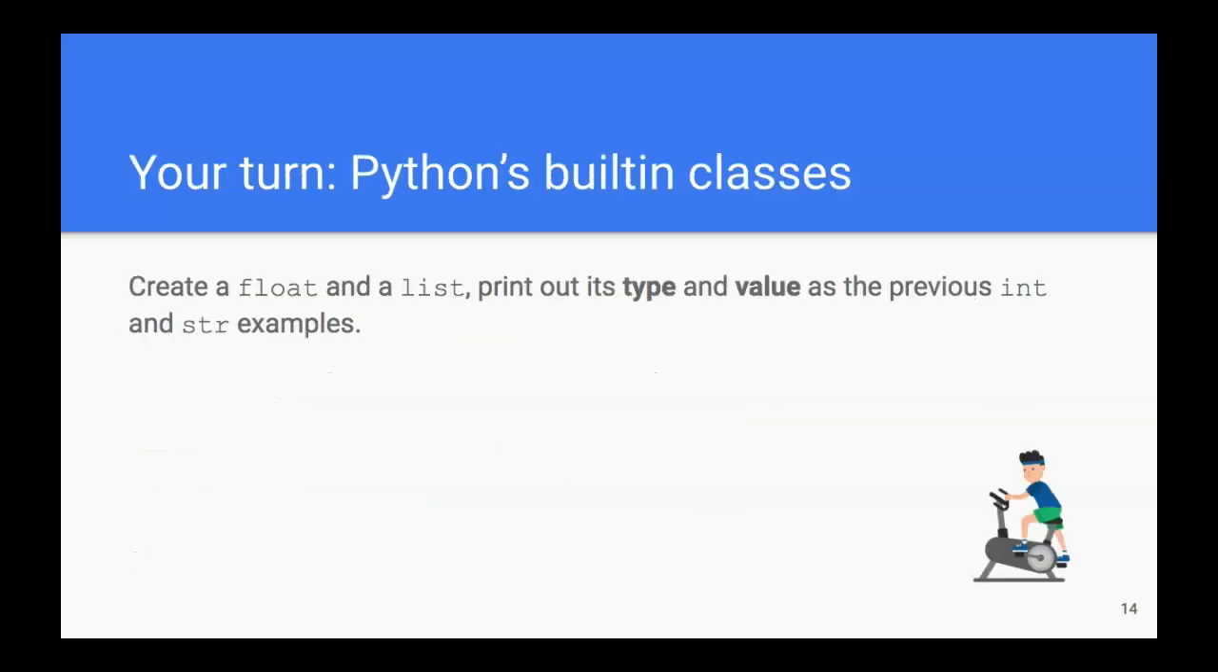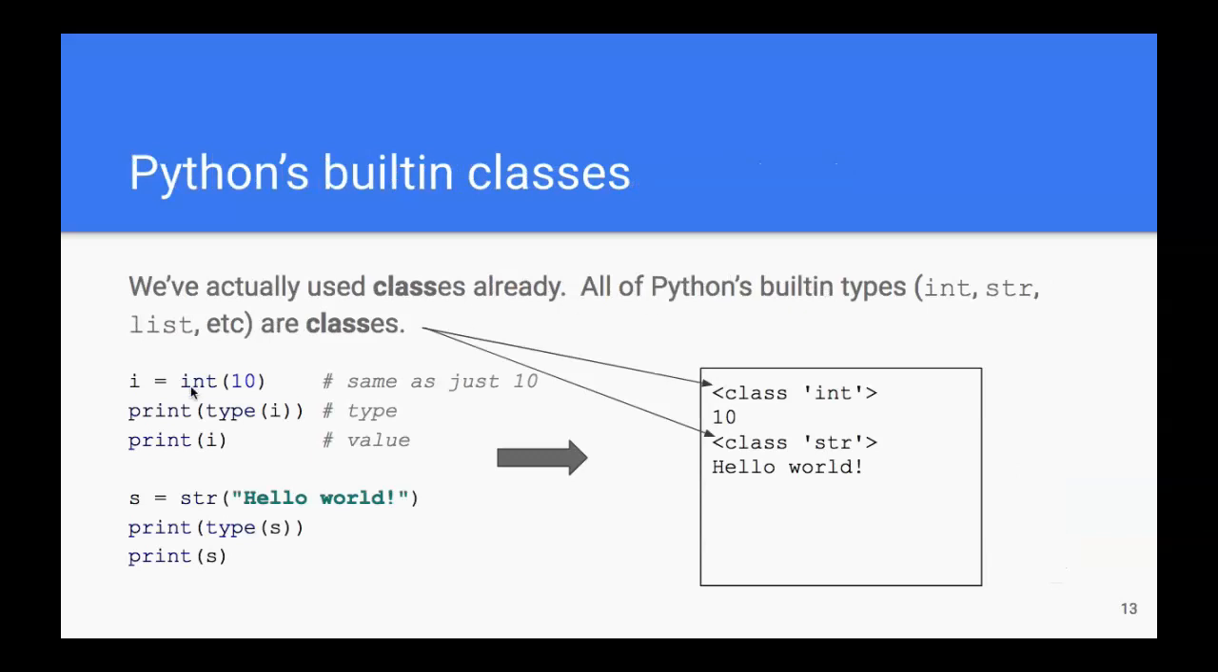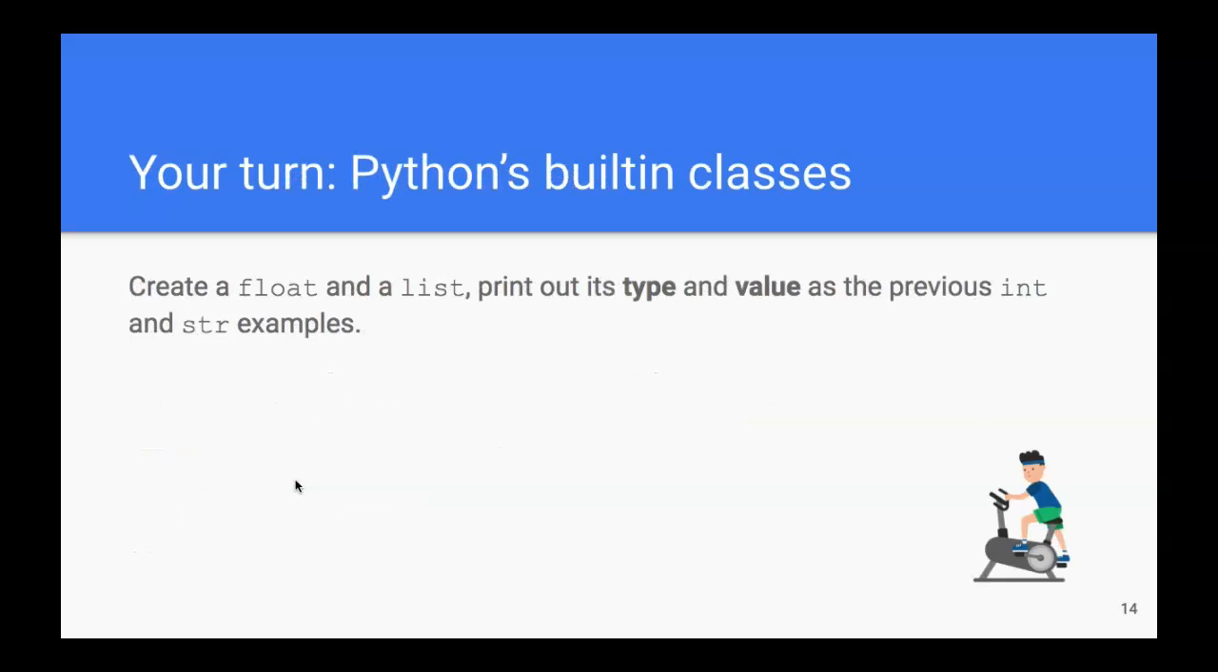All right, before I go on any further, I think it's fun for you to pause the video and check out some of the other built-in types that Python has and make sure they are, as I said, all classes. So, create a float or a list or a tuple, print out its type and the value, just like what I did previously here. Okay, so give that a try.